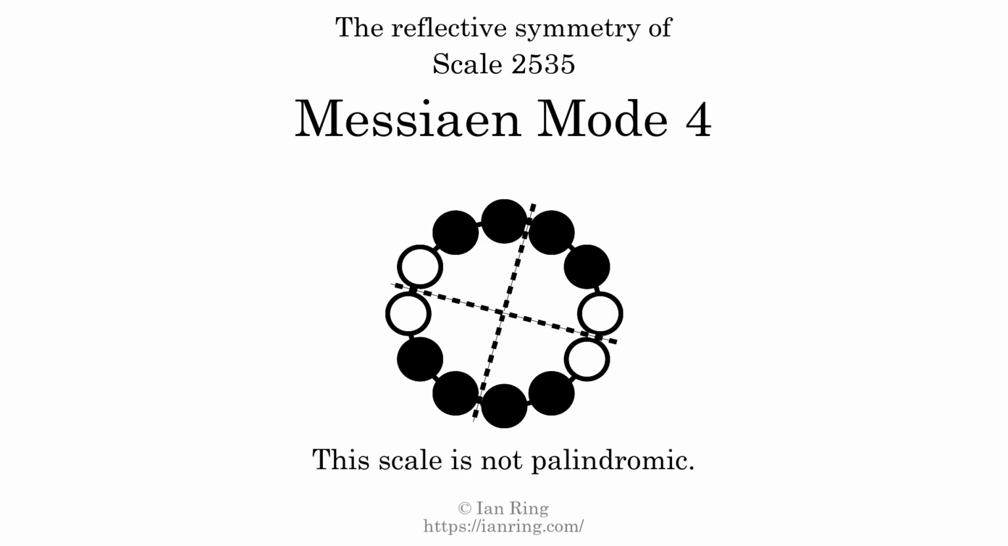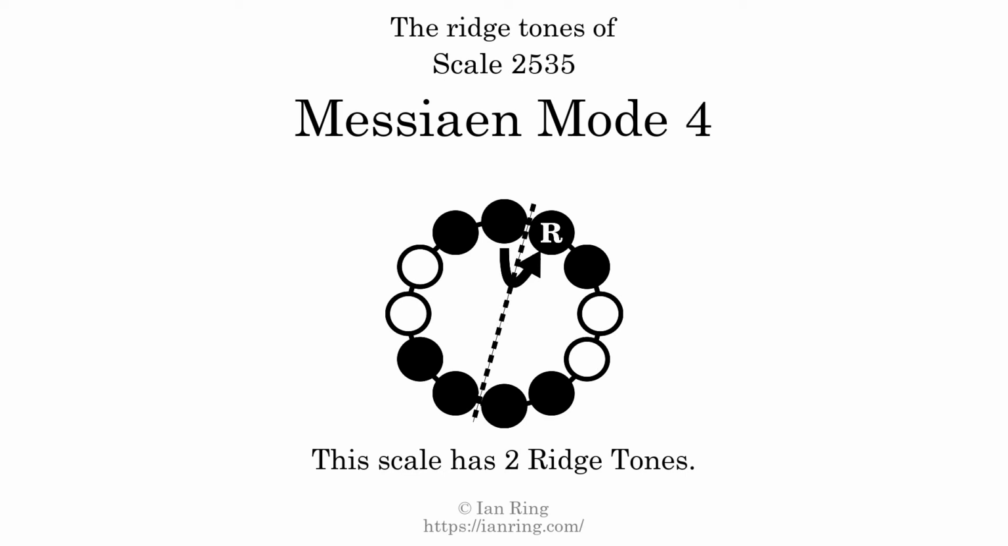This scale has reflective symmetry across 2 axes positioned at 0.5 semitones and 3.5 semitones above the root. This scale has a different pattern of intervals ascending and descending, so it is not palindromic. This scale has 2 ridge tones. They are at positions here and here.